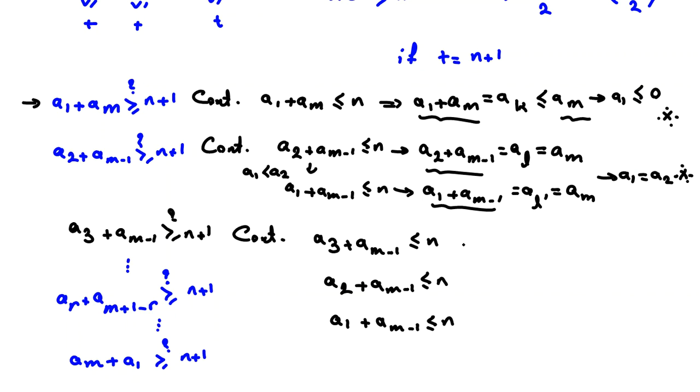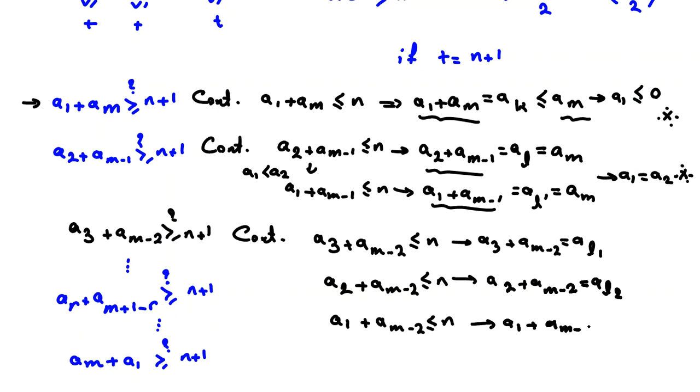And if we consider the problem, the condition, then we conclude from this part. A_3 plus A_{m-1} should be A_l1. A_3 plus A_{m-2} we should prove. So let me correct these indices. A_3 plus A_{m-2}, this. A_2 plus A_{m-2} equal to A_l2. A_1 plus A_{m-2} equal to A_l3.